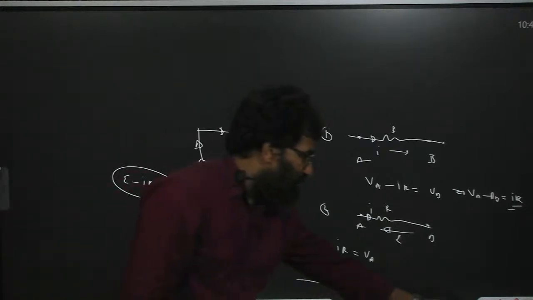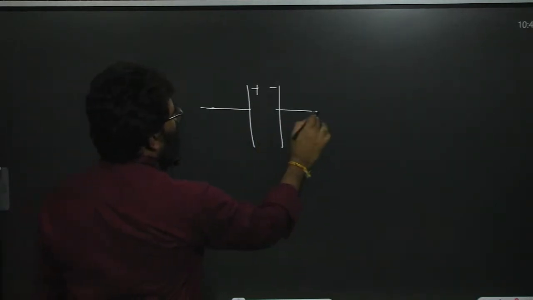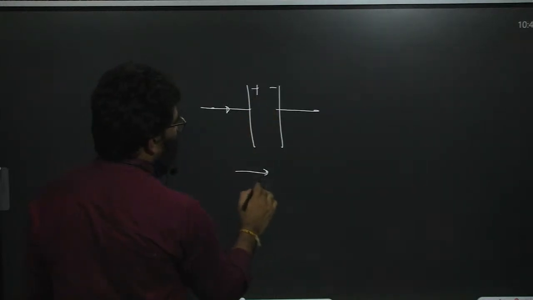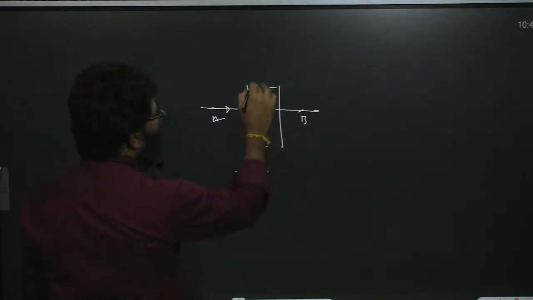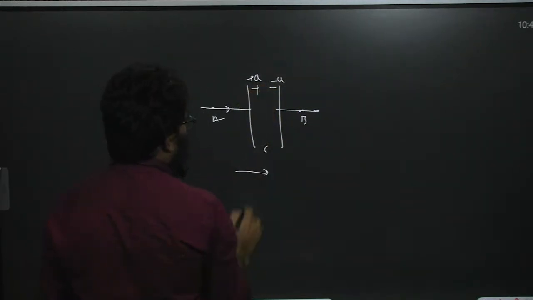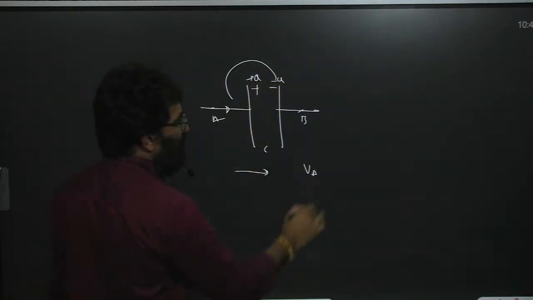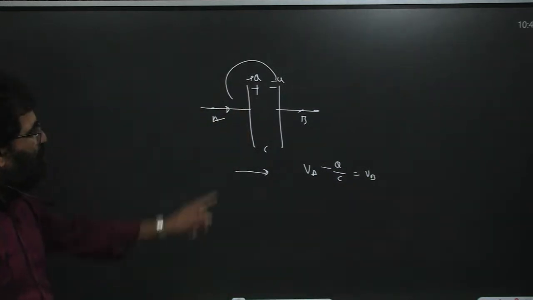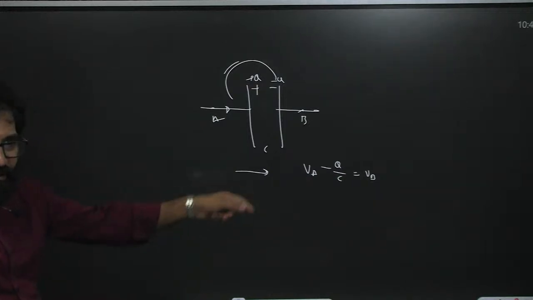Now when we take a capacitor, this is the positive terminal and this is the negative terminal. Current is flowing along this direction, moving from A to B, capacitance C, plus Q and minus Q. How to write it? VA, jumping towards the negative terminal, minus Q by C is equal to VB. You are moving along this direction and jumping towards the negative terminal, so you have to keep minus Q by C.